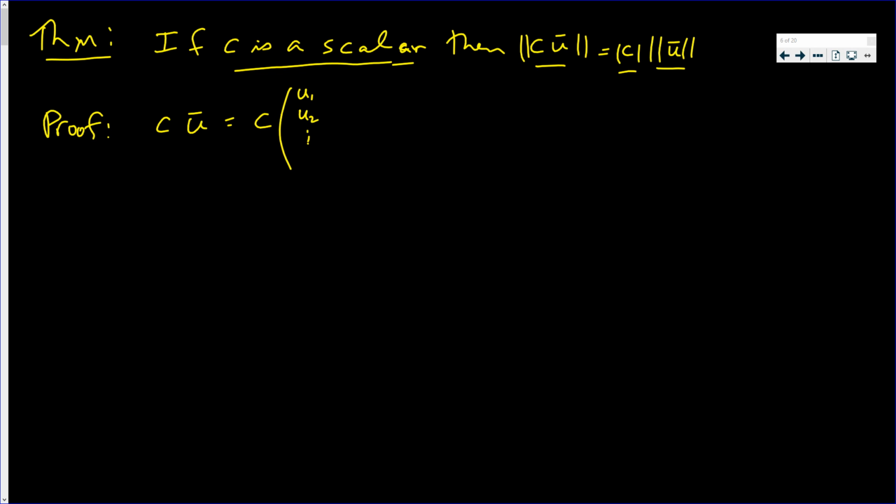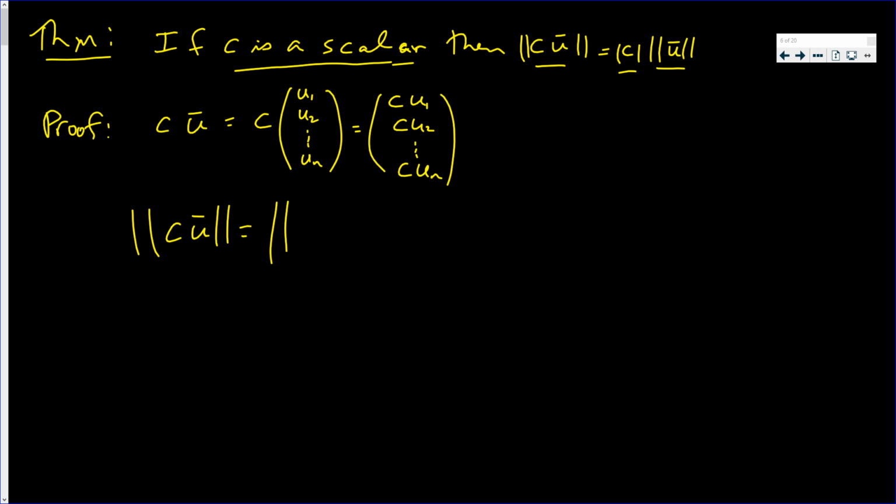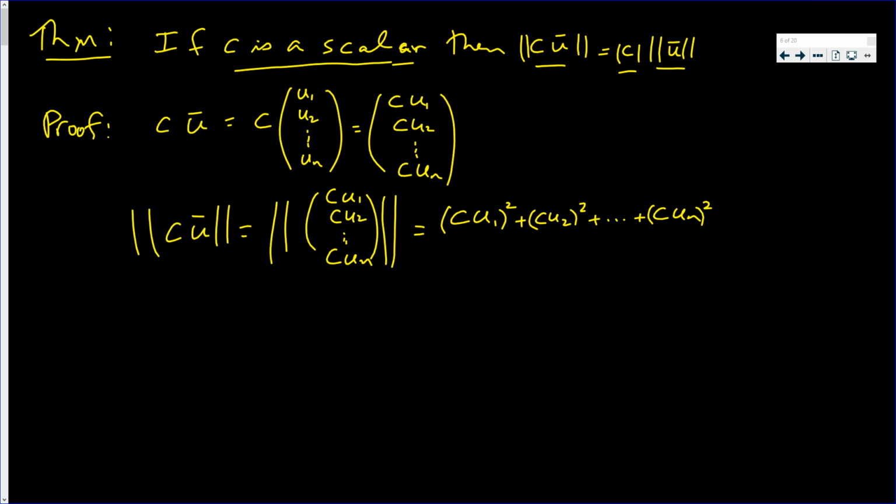U1, U2, down to U sub n, which is CU1, CU2, down to CUN. Okay, so the length of CU, by definition, is the length of the vector CU1, CU2, down to CUN, which is equal to the square root of CU1 quantity squared plus CU2 quantity squared all the way down to CUN quantity squared.